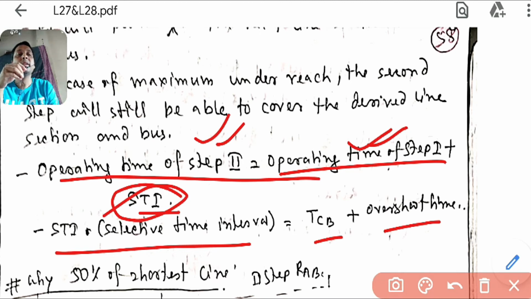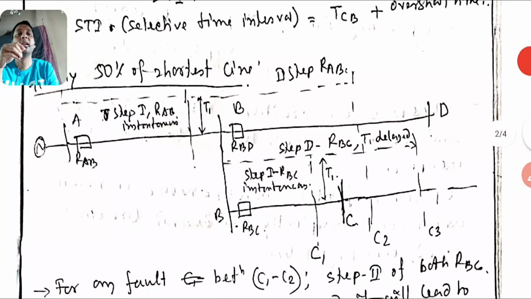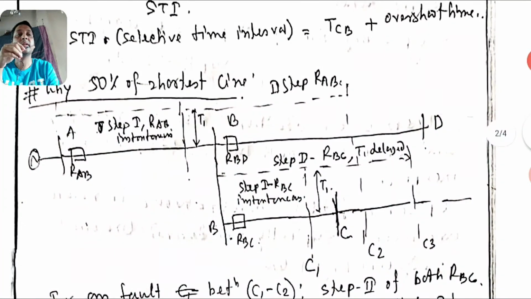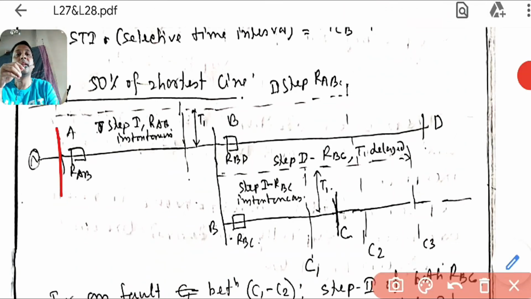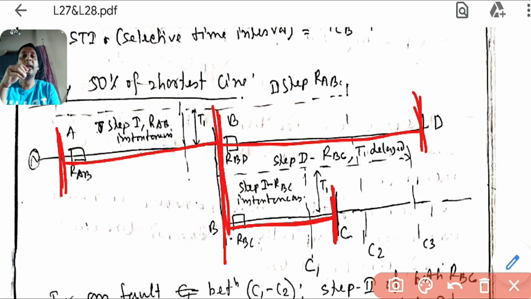So why is it 50% of the shortest line, why is it not the longest line or other lines? I have taken a good example. You can see this one. Suppose there is bus A, bus B, bus C, bus D. You can see the buses. There are so many lines, but I am highlighting this. Okay, these are the buses. BC line is the shortest line. There is also the BD line. There is also the AB line. So after the AB line, which one is the shortest? BC is the shortest.